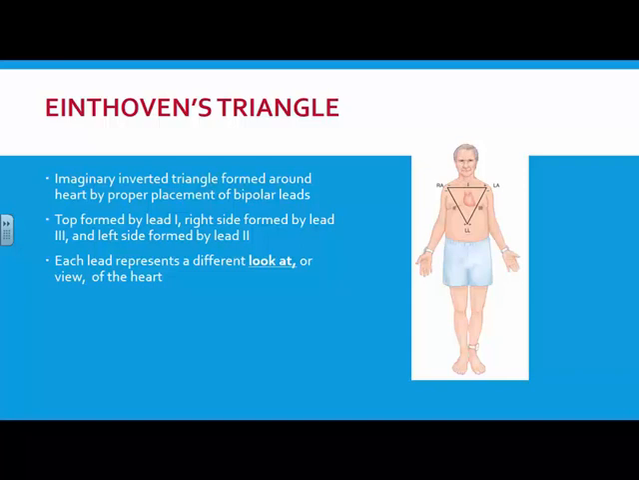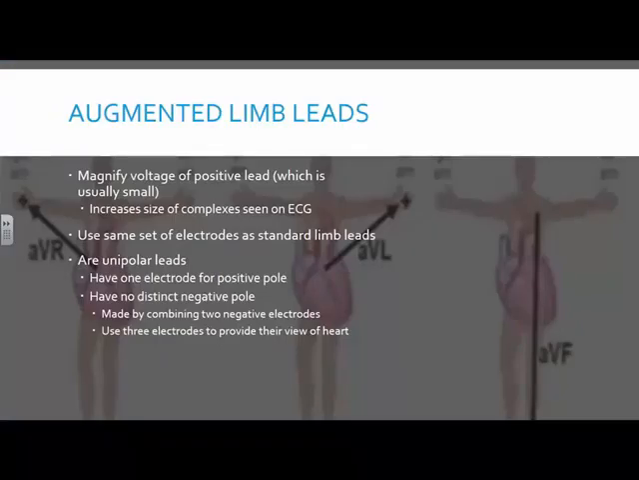But I also want y'all to understand this, because we're going to talk about the augmented leads here in just a few minutes, okay? So those leads that we just talked about, leads 1, 2, and 3, are known as the limb leads. They are also known as bipolar leads.